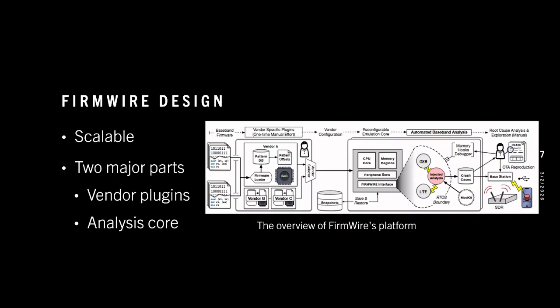FirmWire also allows for peripherals to be added in, especially since some firmware images need to have additional peripherals to actually work. They created some peripherals and have some preset peripherals for users to use, and they did note that if a peripheral has to be added, it's pretty simple to do.